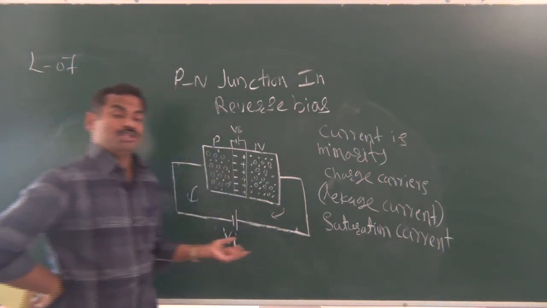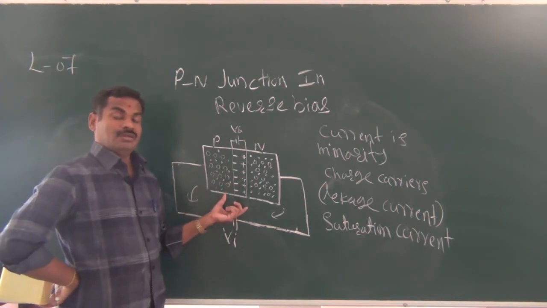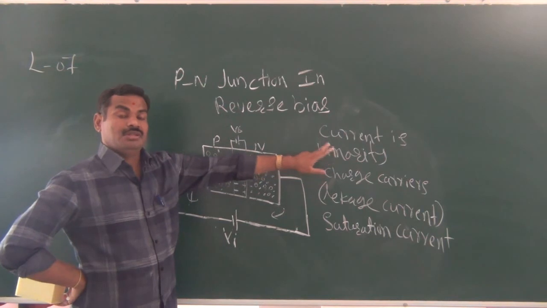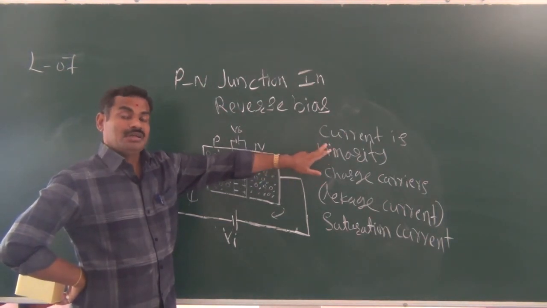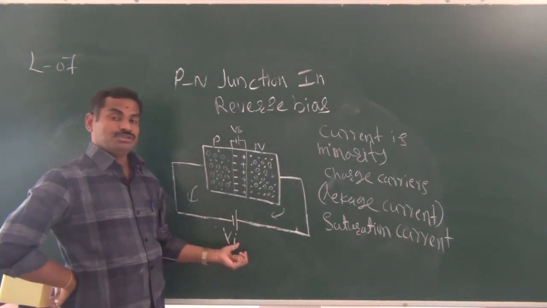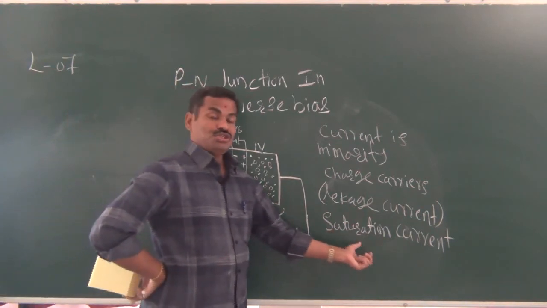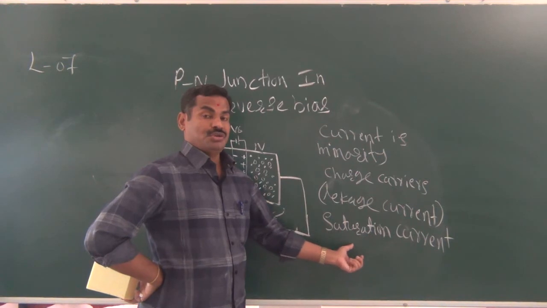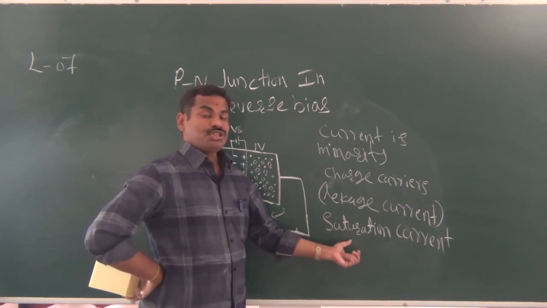It means in the reverse bias, we are having a current. That current is because of minority carriers, which is because of temperature, and it is independent of the applied voltage. That is nothing but the saturation current. What is saturation? They will ask in the exam. What is reverse saturation current?